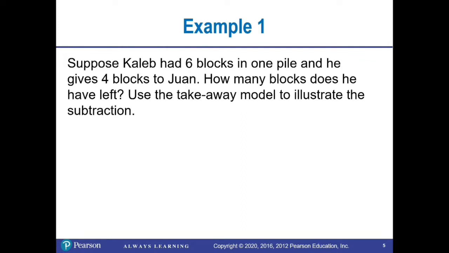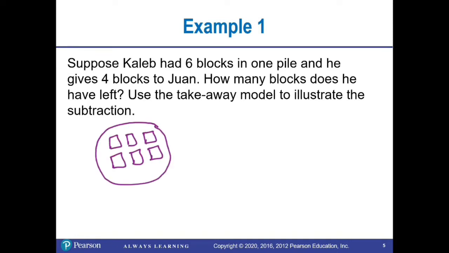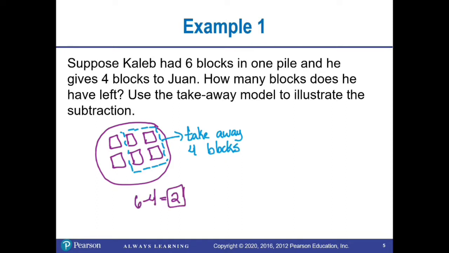In our first example, suppose Caleb has 6 blocks in one pile, and he gives 4 of those blocks to Juan. How many blocks does he have left? We're going to use the takeaway model to illustrate the subtraction here. So first, draw a set that has 6 blocks. I want to take away 4 blocks to show the 4 blocks that Caleb is giving to Juan. So notice I draw a circle or a box around those 4 blocks to show that I am taking away those 4 blocks. There are 2 blocks left in our set, so 6 minus 4 is 2.